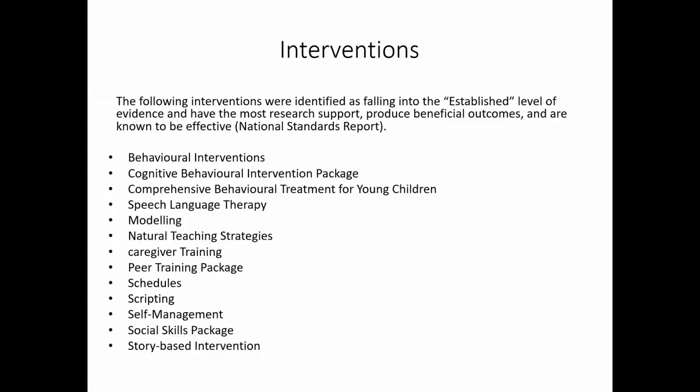So there is a long list of different interventions here. The following interventions were identified as falling into the established level of evidence and have the most research support. They produce beneficial outcomes and are known to be effective. So it has a list here of behavioral interventions, cognitive behavioral interventions, comprehensive behavioral treatment for young children, speech language therapy, using strategies such as modeling, natural teaching strategies, caregiver training, peer training, using schedules, using scripts, self-management, social skills, and story-based interventions. And I will go into more detail with some of these interventions as well.